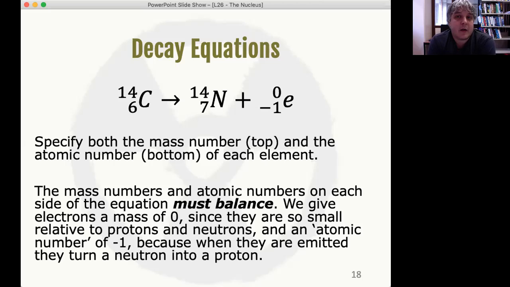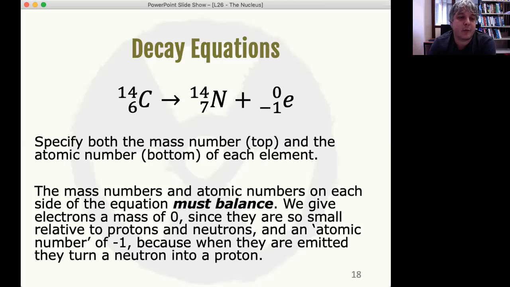When you write these decay equations, your job is simply to make sure they balance. We go across the top with the mass numbers and we check that the mass numbers all balance. Carbon-14, nitrogen-14, they both have mass number 14. The electron has no mass. Remember that its mass is really tiny compared to the nucleons, about 0.05%, I think it was. So the mass is tiny, we ignore it. It's negligible for our purposes.